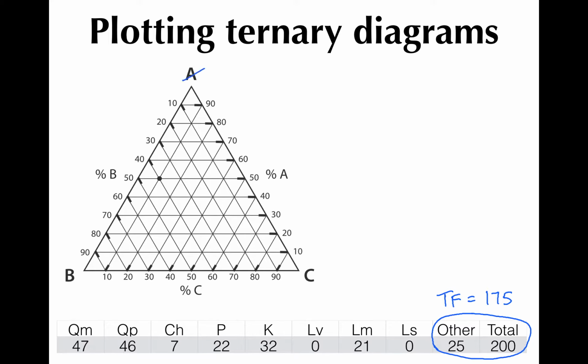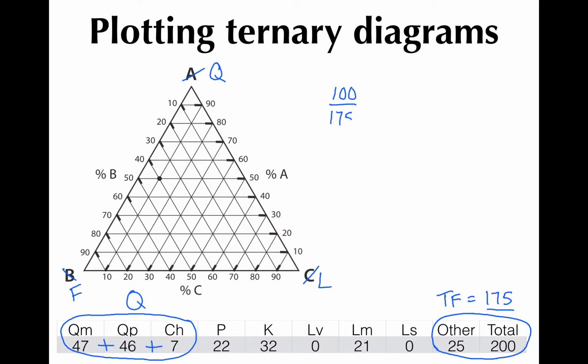Okay, so the first plot that we're going to make is the QFL plot. And Q is what we'll start with. Q is the total of these three things reported as a percentage of the total framework grains. And so if we add up those three components of Q, we get 100, and 100 divided by 175 times 100 will give us 57%. So that's our value for Q.